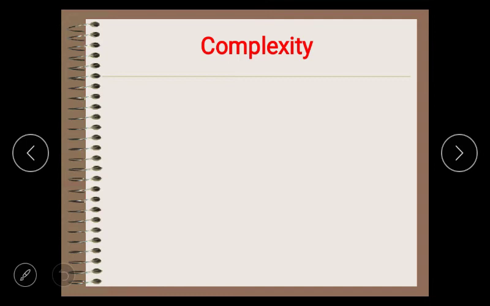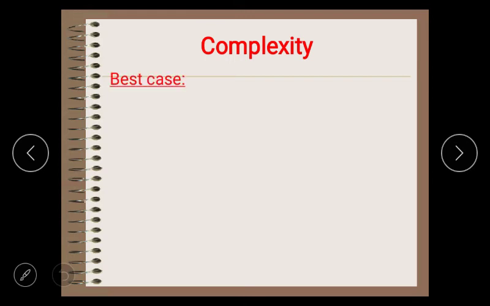The complexity of linear search algorithm is calculated by number of comparisons required to find the item in the array. So there we are having three types of time complexities: one is best case, worst case, average case. So we will see the best case.